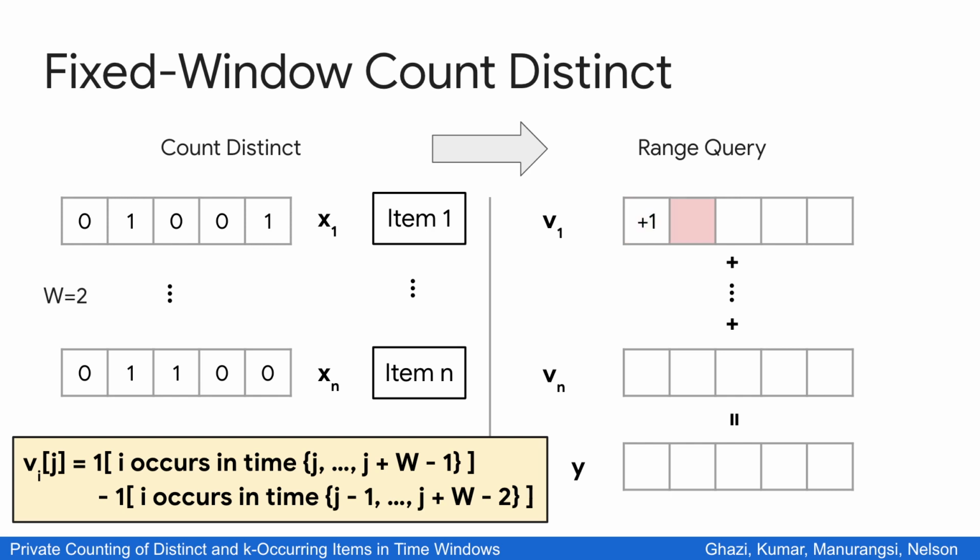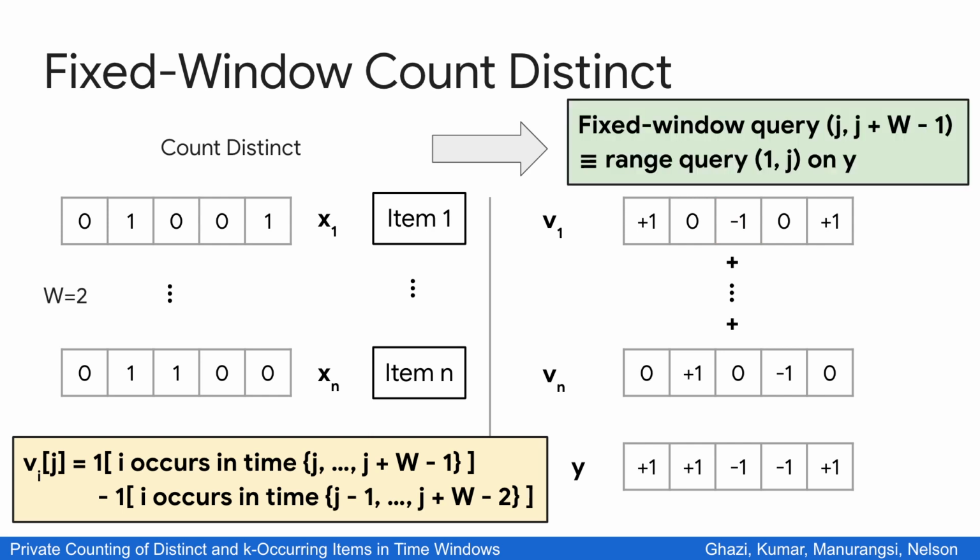Next, we move on to the second coordinate of v1. In this case, we would look at these two time windows. And since the item 1 occurs in both time windows, the answer for this coordinate would be 0. Next, again, we move on to the third coordinate of v1, and now we look at these two windows. In the second window, the element doesn't occur, whereas in the previous time window, the element occurs. So here we are putting in minus 1. And we continue doing this for the rest of the vi's.